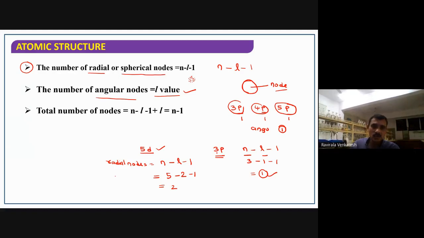How many angular nodes will be there in this case? Angular nodes equal to 2. L value for this one will be 2. Now in this case, the radial nodes and angular nodes will be the same. So in examination, you may get a question like this.